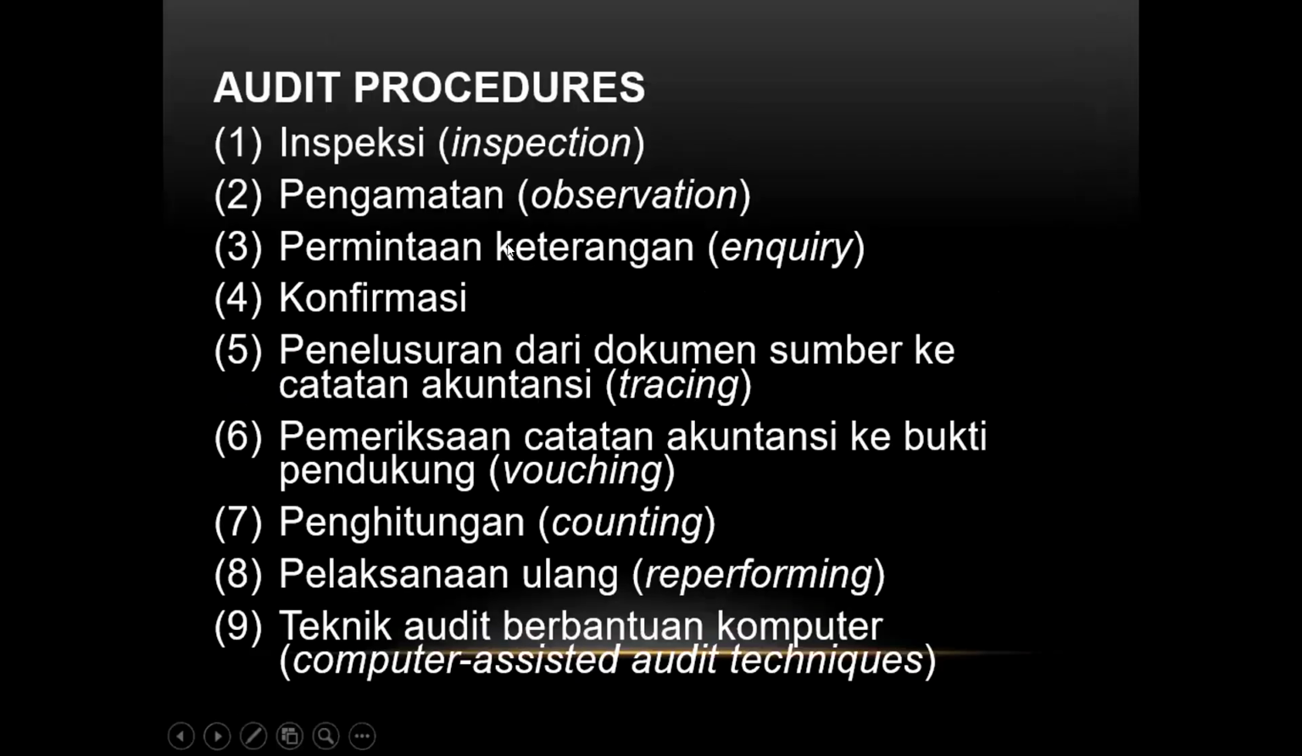Okay, so after the auditor gets the audit evidence, they need to perform procedures related to the audit evidence. There are several audit procedures like inspection, observation, inquiry, confirmation, tracing and vouching. The auditor always does tracing and vouching. After this, we will see what the difference between tracing and vouching is. And also counting, reperforming, and computer-assisted audit techniques.